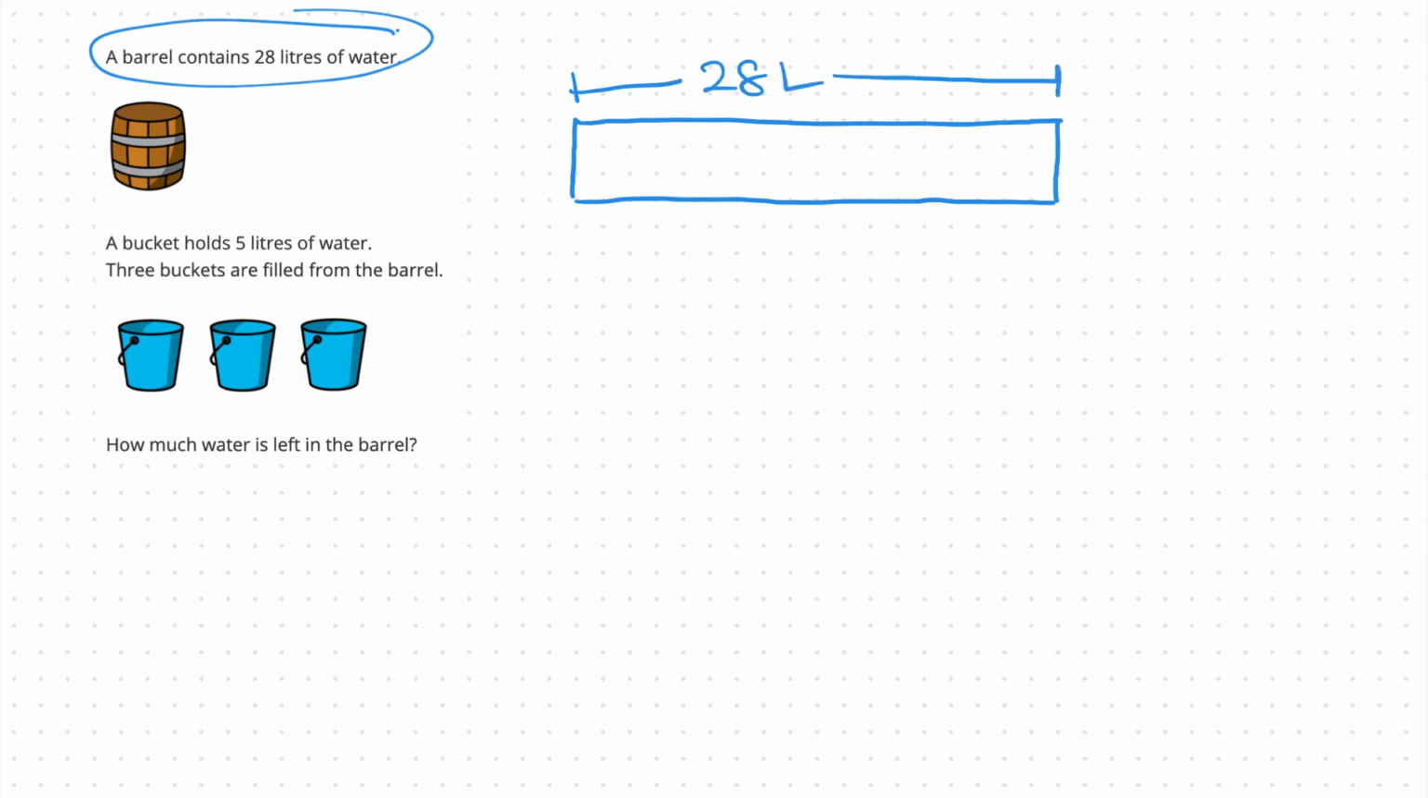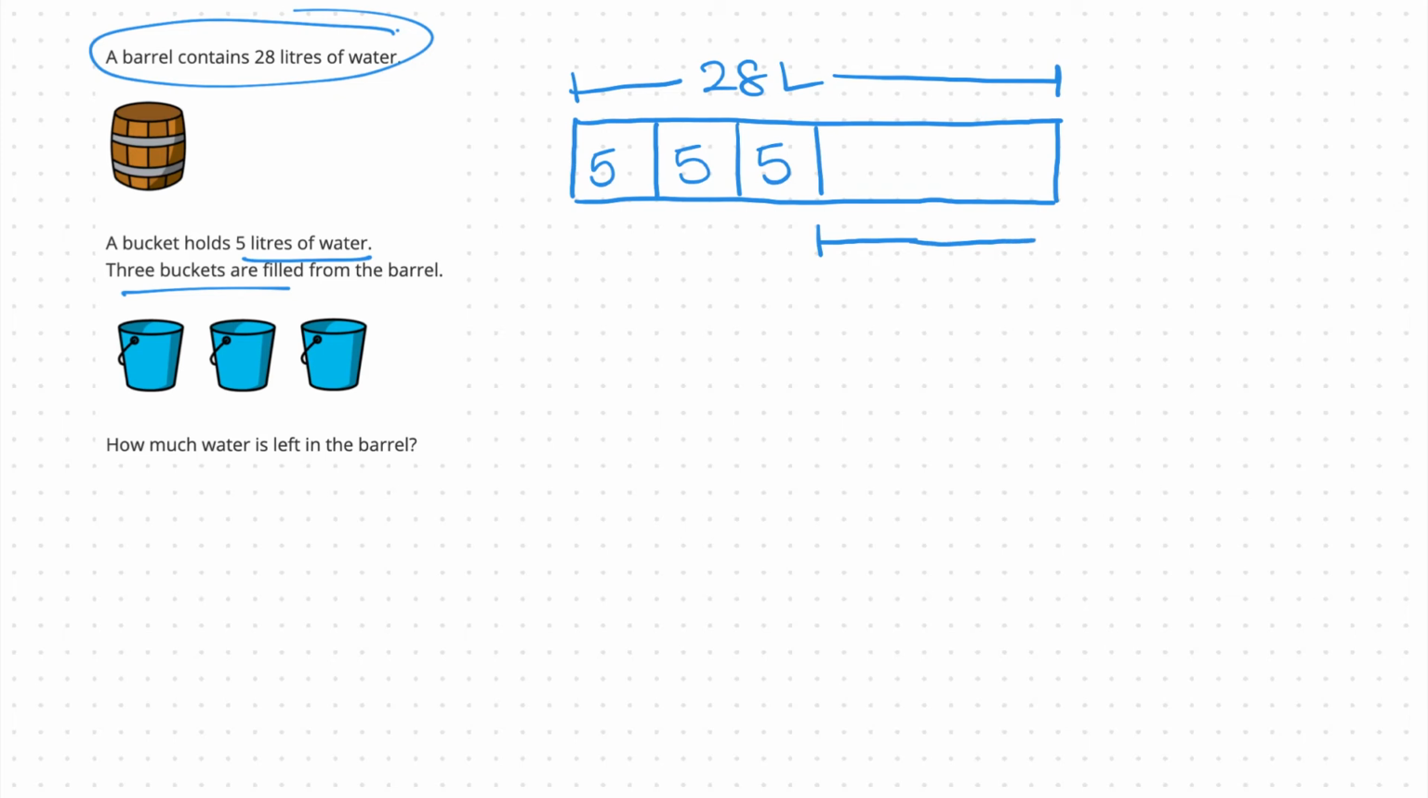Then it says a bucket holds 5 liters of water and 3 buckets are filled from the barrel. So that means we have 3 buckets. Here's 1 bucket, 2, and 3. And each one of these holds 5 liters of water. So this is 5, 5, and 5. And then it says how much water is left in the barrel. So this is what we don't know.